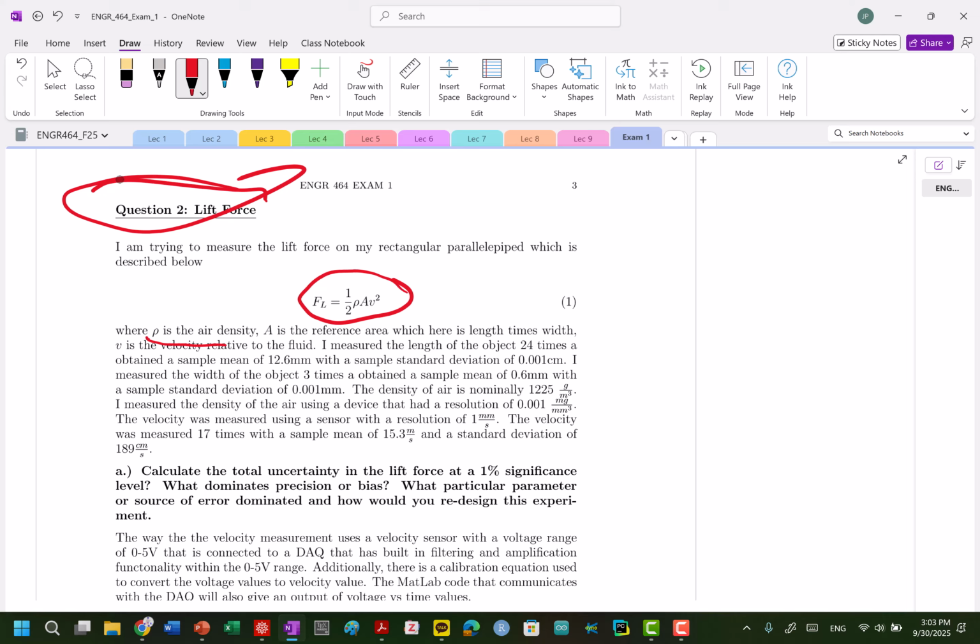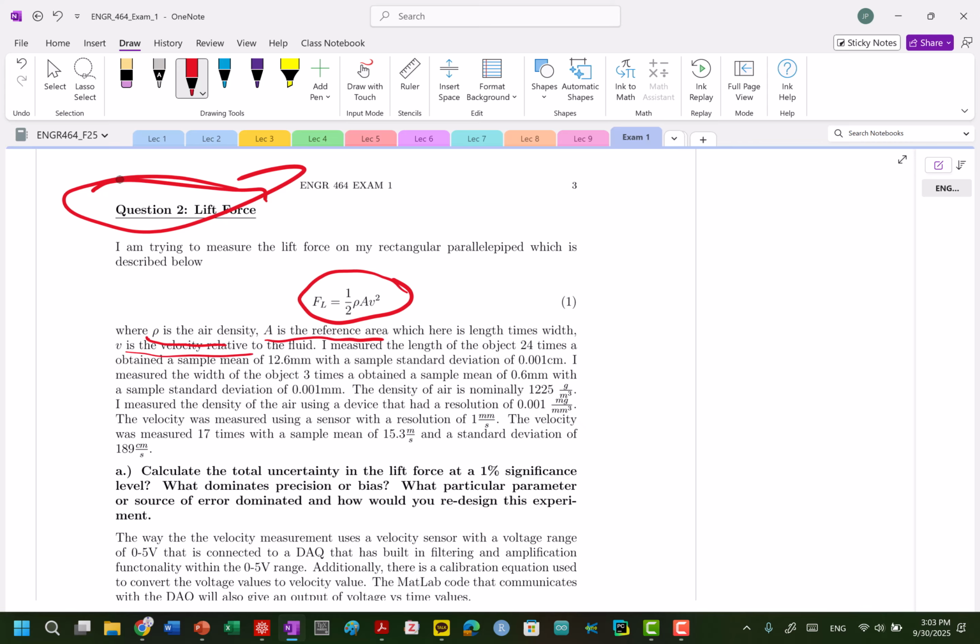All right, everyone, we are going to do our problem 2, lift force. So I'm trying to describe or measure the lift force on my rectangular parallelepiped described below. This is our expression. Rho is the air density, A is the reference area, which here is length times width. V is the velocity relative to the fluid.